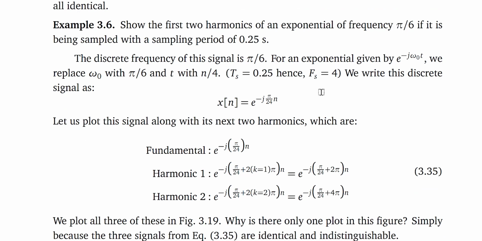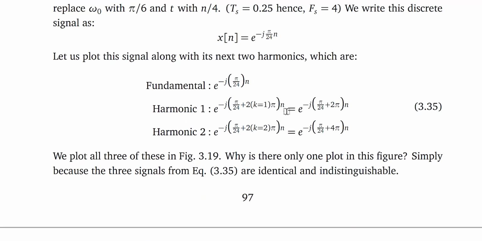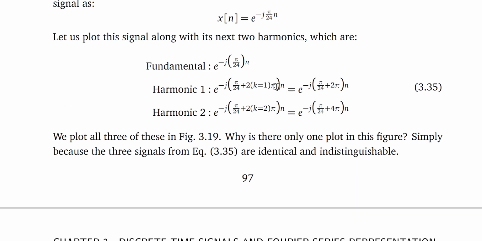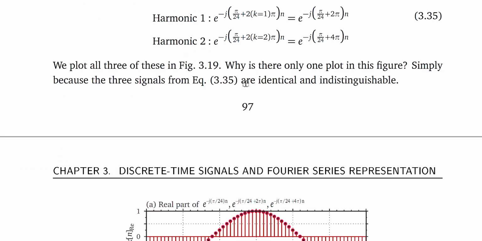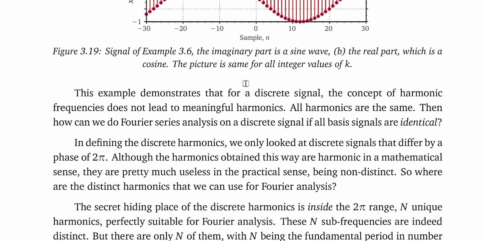I show a little example in my book here. We start out with a signal of fundamental frequency of pi over 6, and we plot two of its harmonics against it using the procedure that I just showed you, and they are all identical. So this example demonstrates that for a discrete signal, the concept of harmonic frequencies does not lead to any meaningful harmonics. They're all identical. All harmonics are the same.